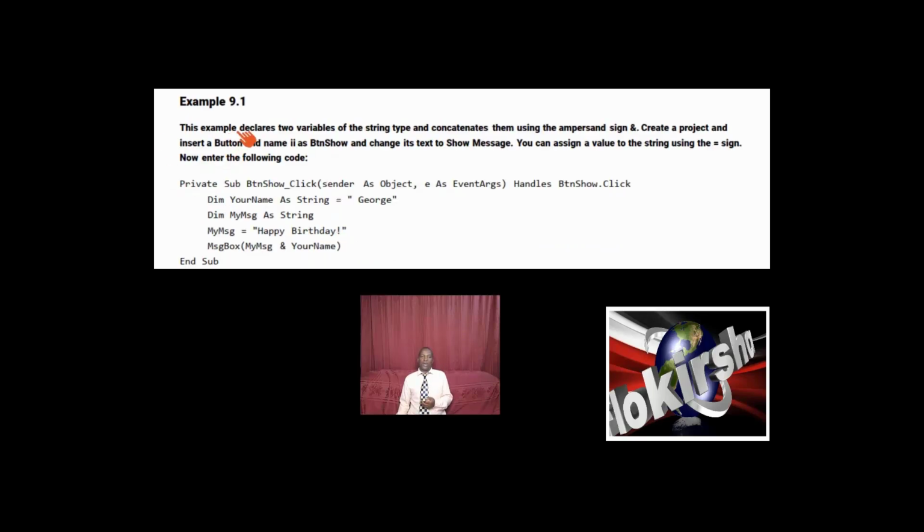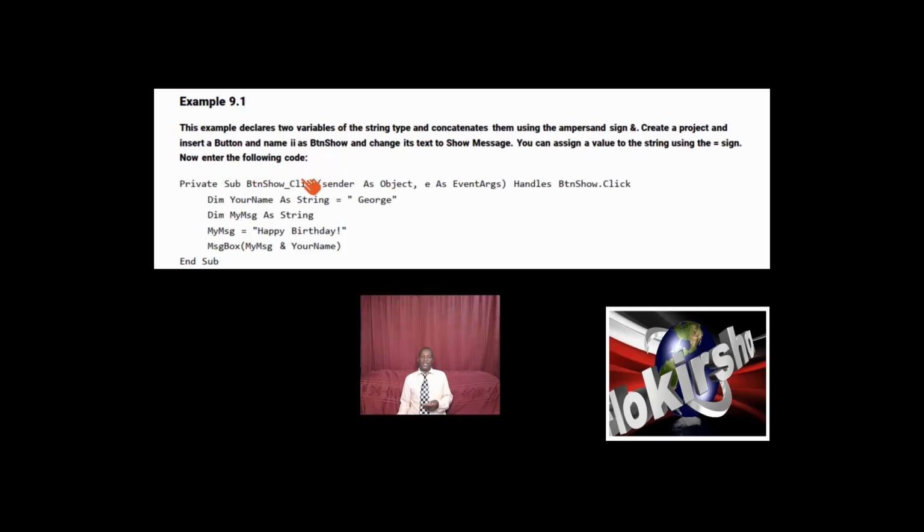We now look at one of the examples which involves the use of variables. This example declares two variables of the string type and concatenates them using an ampersand sign. Create a project, insert a button and name it button show. Of course, you remember we talked about events. So when you talk of button show, you are saying that show is an event. Change its text to show message. You can assign a value to the string using the assignment operator.